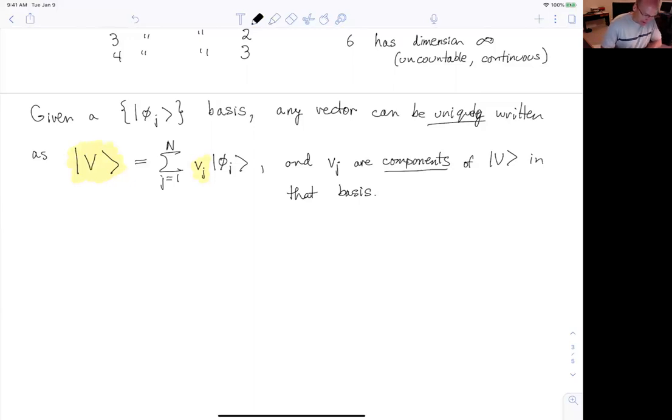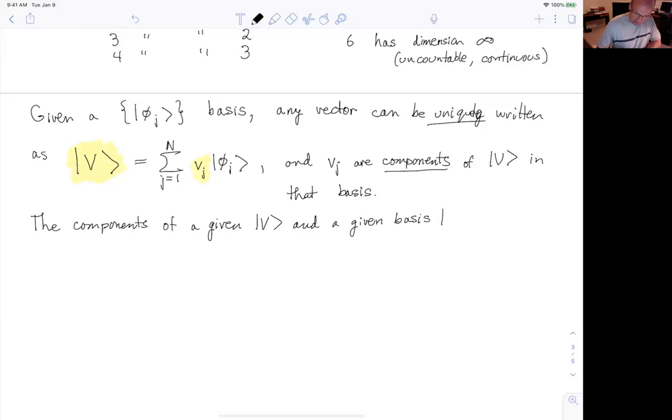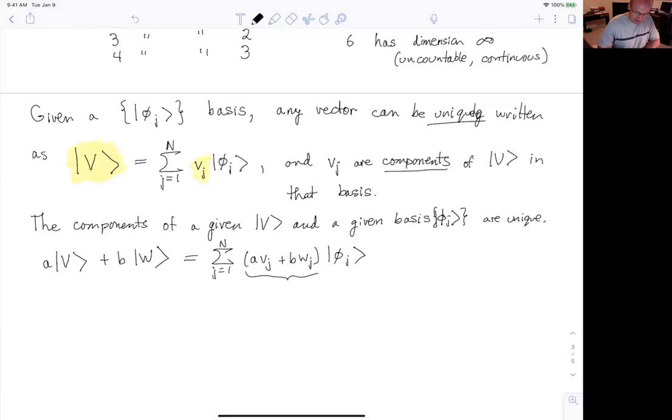So just things to remember, the components of a given v and a given basis, if you've specified both of them, are unique. So you have to say what the vectors are, what the basis kets are. These are unique once you've decided those two things. And then another property is that if I take, let's say, a complex number A times V plus a complex number B times W, those are two vectors, that's equal to the sum from j equals 1 to n of A times the components of V plus B times the components of W. Okay, so now I've found the components of AV plus BW.